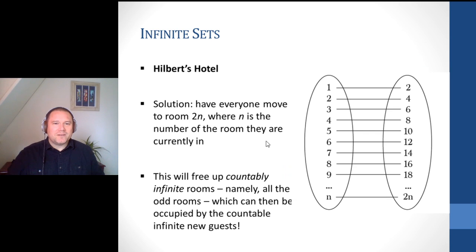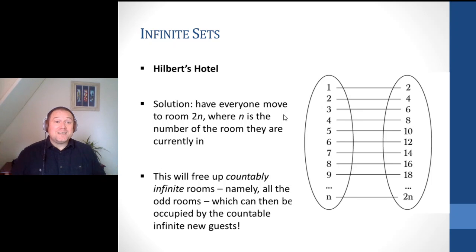So here's how we do it. There's a lot of different ways we can actually do this, but the easiest one is basically just, whatever room number n you're in, just move to room 2n. So if you're in room 1, move to 2. If you're in 2, move to 4. If you're in 3, move to 6. And note what this will do. This will free up countably infinite rooms, namely all the odd rooms. And this can then be accommodated by our new countably infinite number of guests.